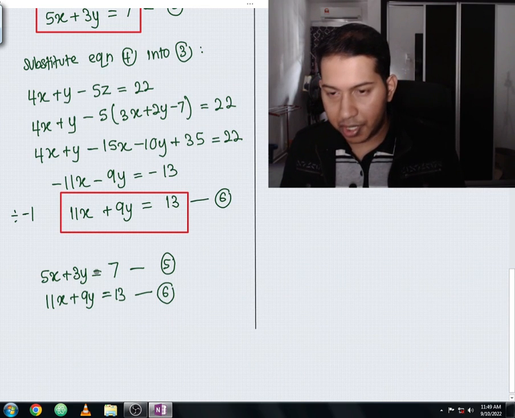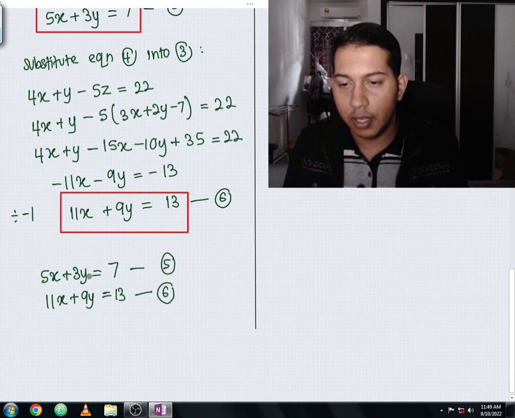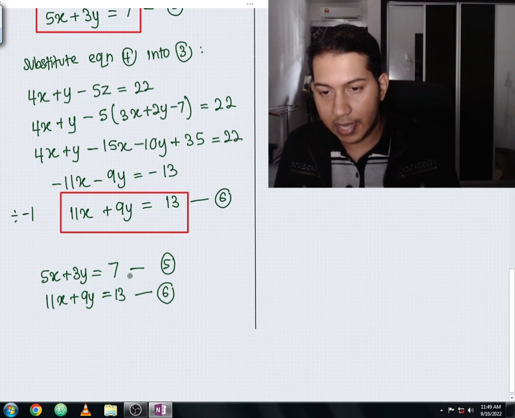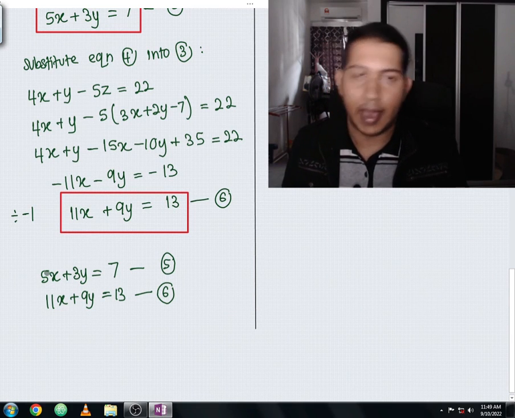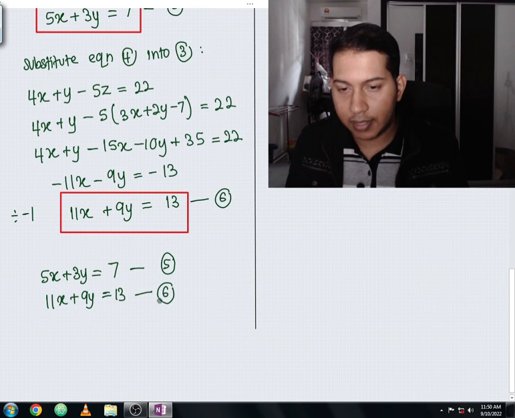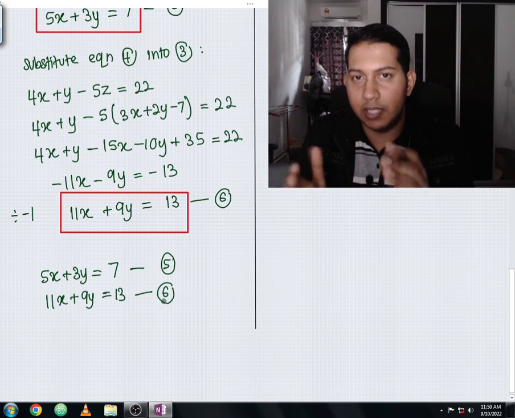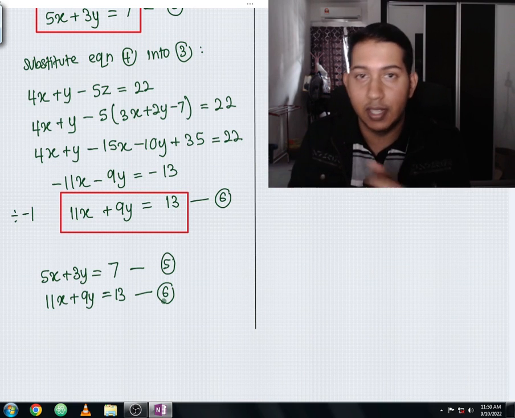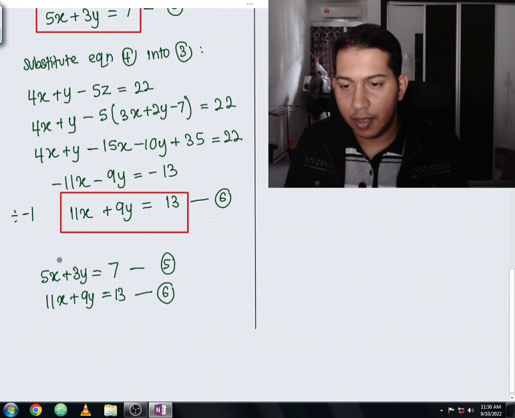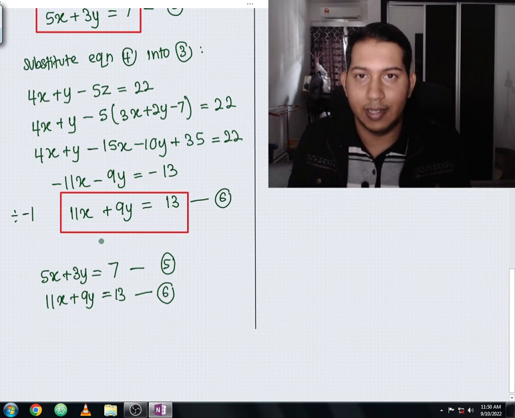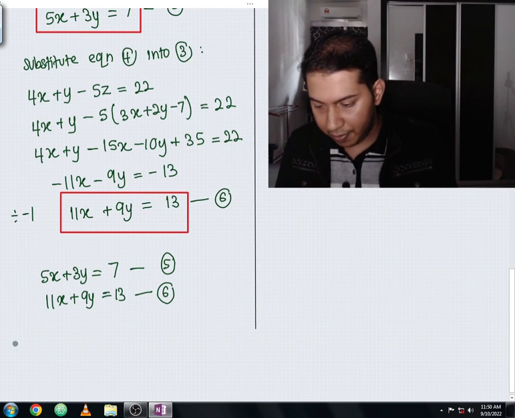Okay, so which variable you want to choose is up to you, but for convenience I prefer to choose the y, which in this case is equation number 5. You can choose any variable that you want. You want to choose x, which involves equation 6, also can. It is up to you. There is no specific method, guys. That is the speciality of this chapter, by the way. You can use any variable that you want, and at the end you should get the same answer. So we're going to choose equation number 5.